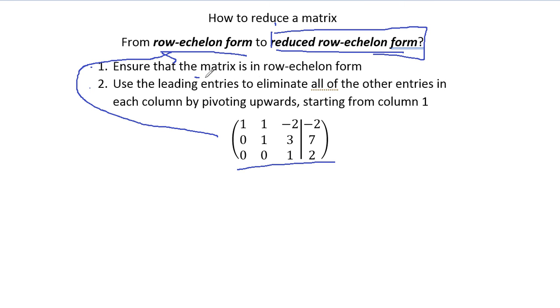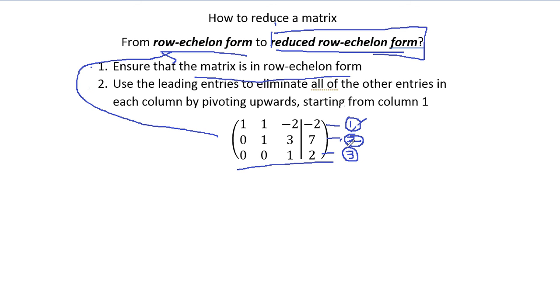First step, we ensure that the matrix is in row echelon form. So step 1, done. Now step 2, not yet. Let's start off first. As you can see, let's do our rows first. So this is row 1. This is row 2. This is row 3.